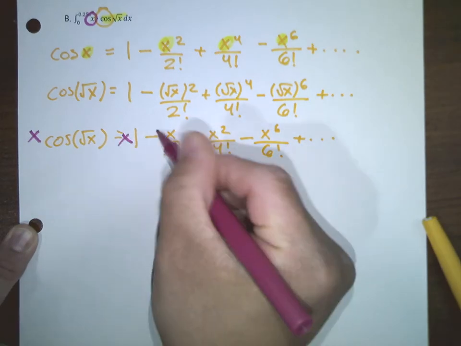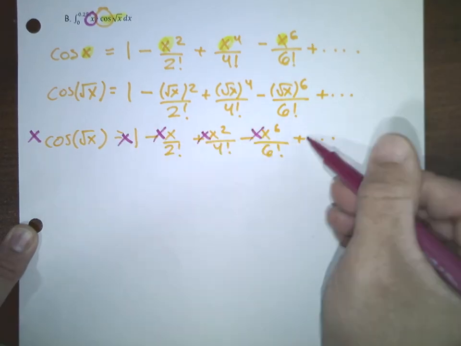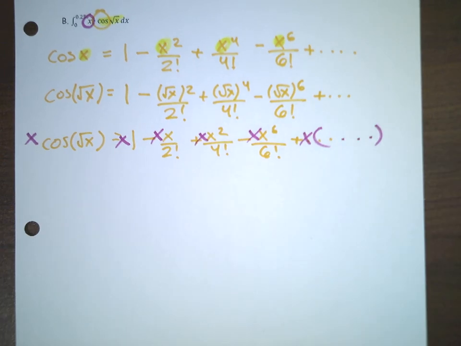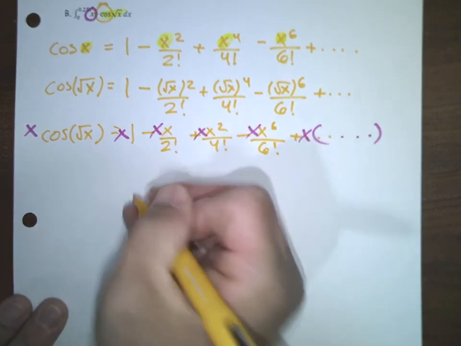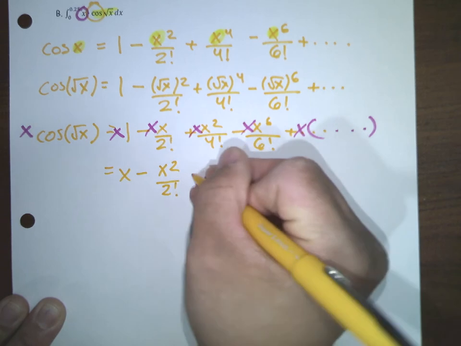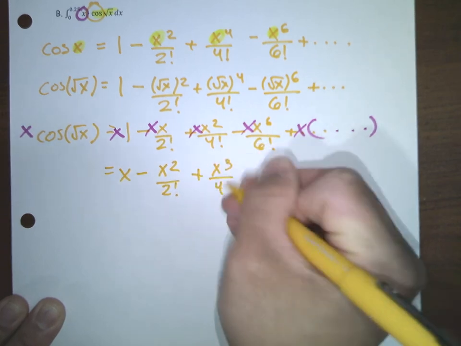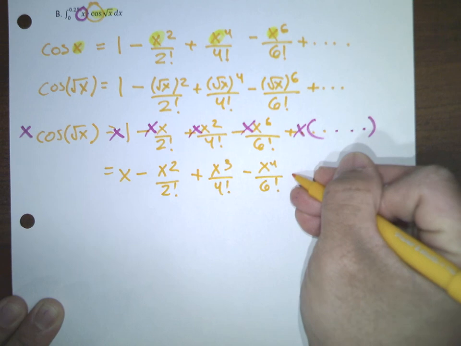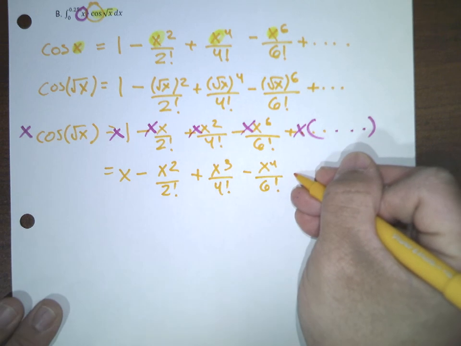So x, x, x, x, and then x times all of the rest of the terms as well. All right, so what do I have once I do that and I simplify all of this? I have x minus x squared over 2 factorial plus x to the third over 4 factorial minus x to the fourth over 6 factorial, and then so on.